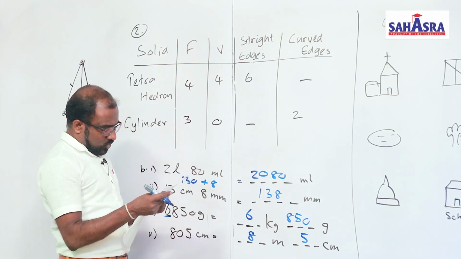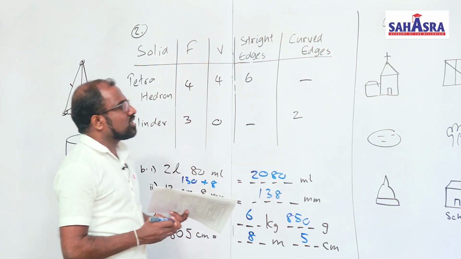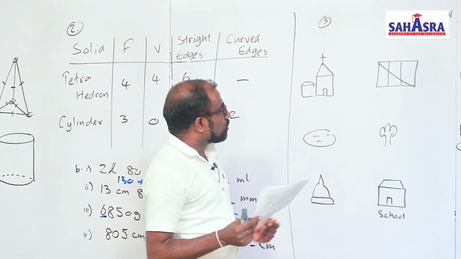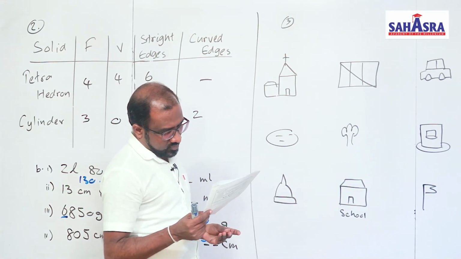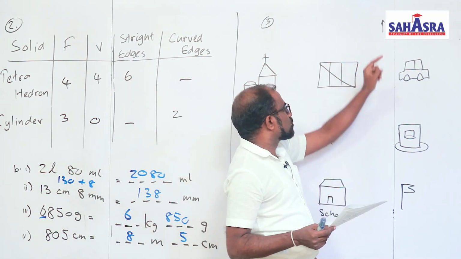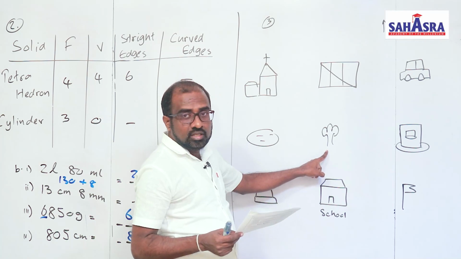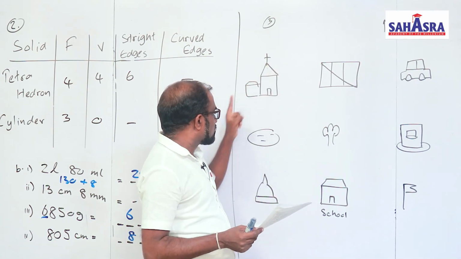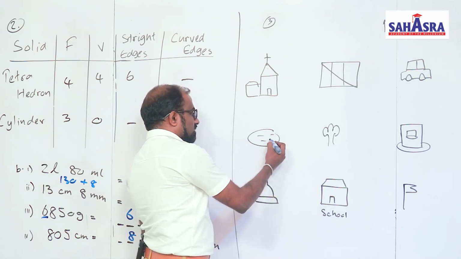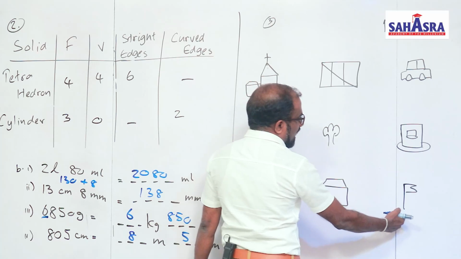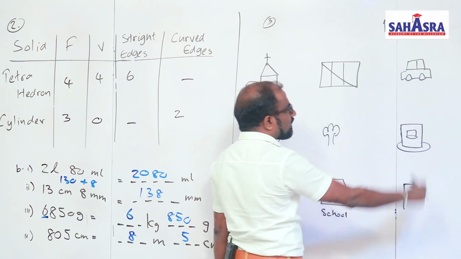Right. Question number 3. Again we have tested your knowledge on directions. Right. So I have given you a map. North is marked. Right. So in the middle you have the tree, then gate, church. You can see the cross here, church. Then it's a lake. Then temple, school, flag post, well, and a car.